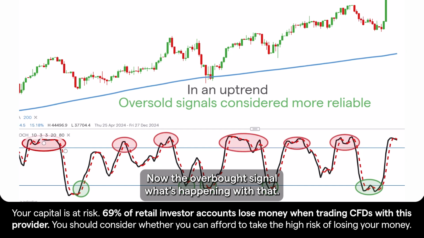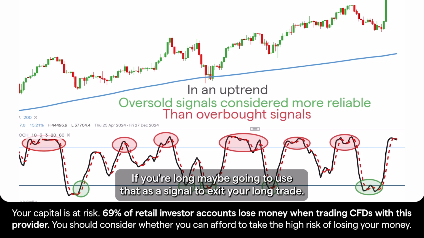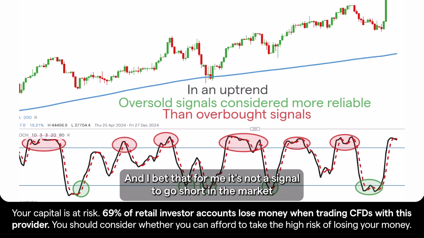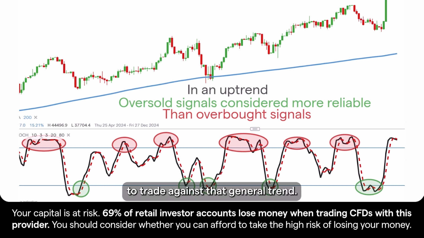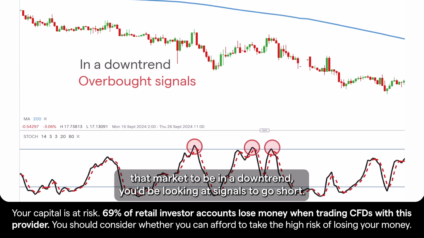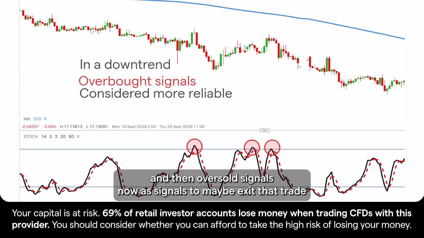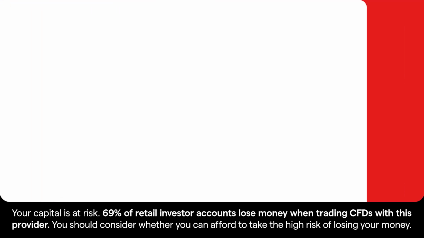Now, the overbought signal, what's happening with that? So the market's run into this overbought territory, but it's still in an uptrend. We don't trade against the trend. If you're long, maybe you're going to use that as a signal to exit your long trade. All right, but for me, it's not a signal to go short in the market, trade against that general trend. And then you could look at a downtrend. If you assess that market to be in a downtrend, you'd be looking at signals to go short. So maybe overbought signals as a trigger for a short entry, and then oversold signals now as signals to maybe exit that trade.